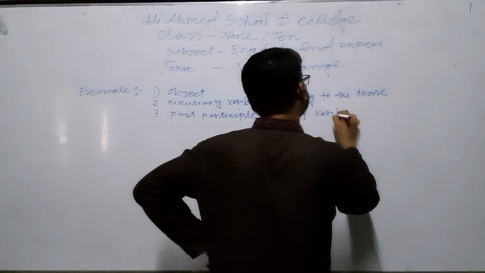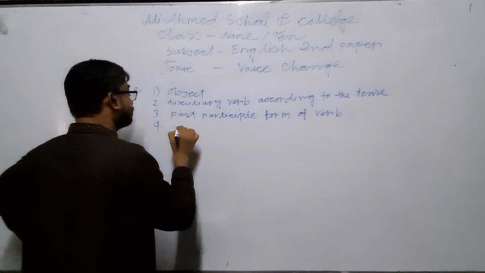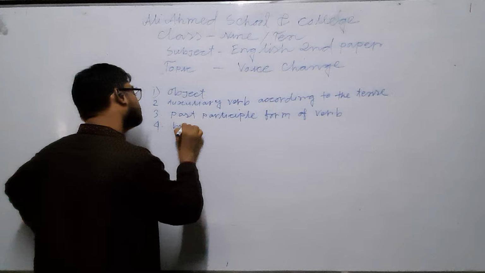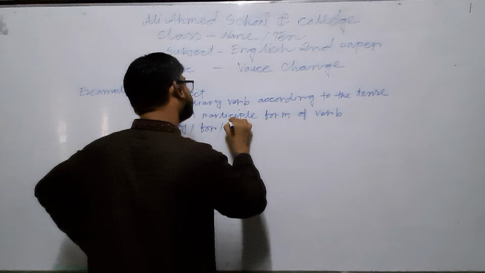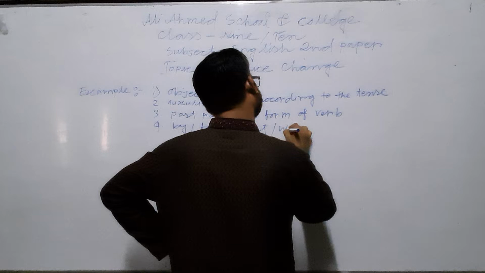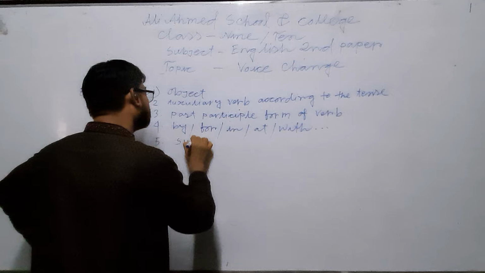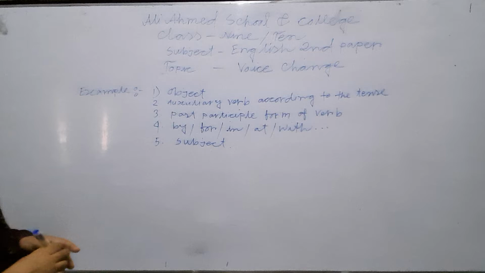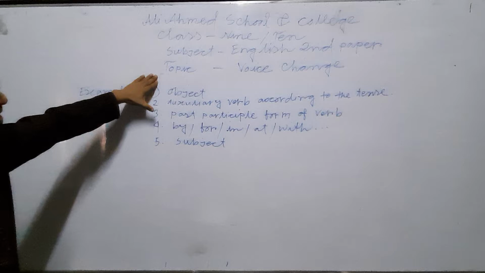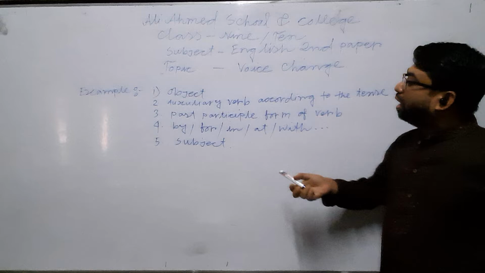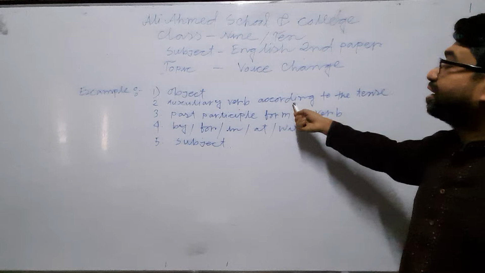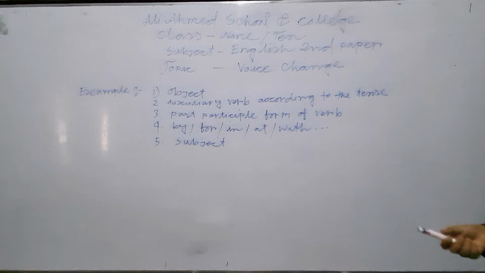Number four, different types of prepositions are used in the passive voice, such as by, for, in, at, with, etc. Number five, subject. So we can see here that the voice of all tenses should be turned into passive voice using this structure. Only you have to change the auxiliary verb. In different tenses, a different type of auxiliary verb will be used here. Let us try to change the voice depending on this structure.